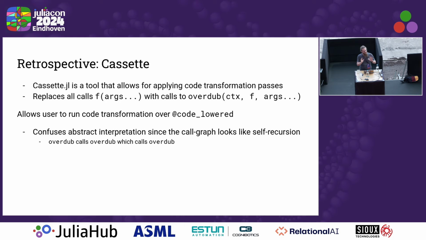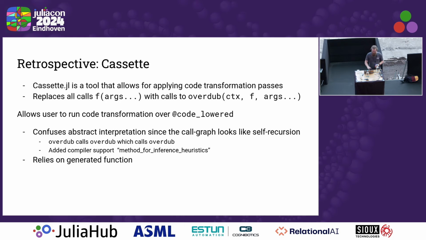Let's stop here. So we fixed this very early on by introducing this beautiful hack called method for inference heuristics, where you say, hey, by the way, yes, this looks like you're calling overdub, but actually you're calling f of args. It's beautiful. It's a hack. We should not do this. It also relies on generated functions.